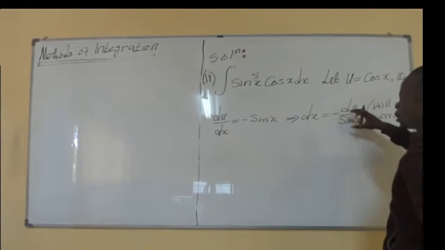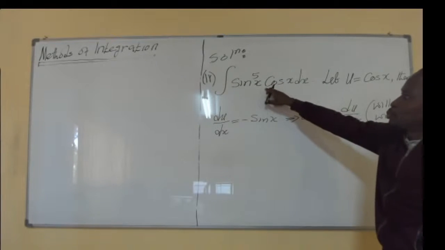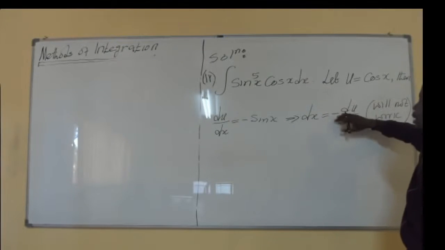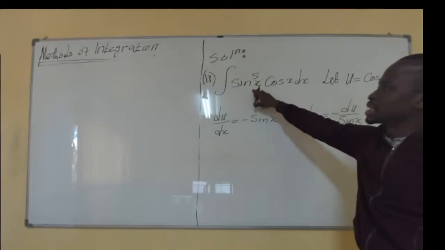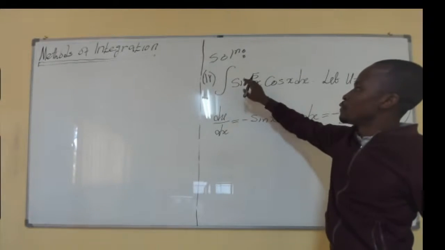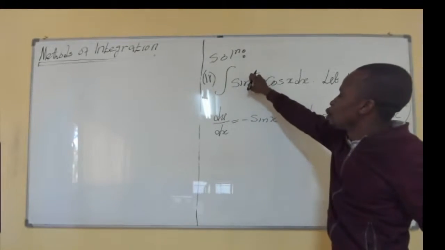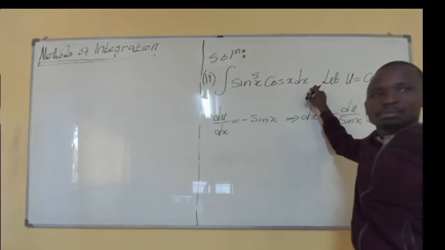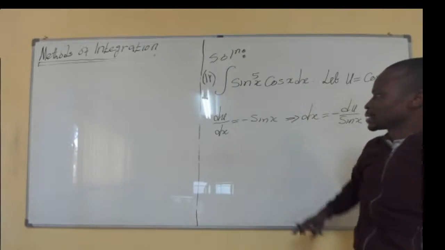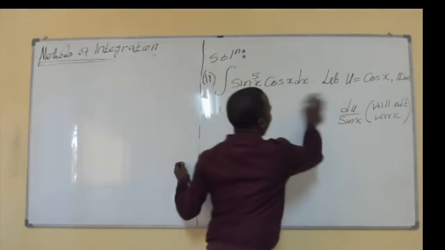Reason being, if we put u here and we substitute dx with negative du over sine x, it will cancel with one sine x. So what you're going to remain with is the negative sine x to the power 4 times u du. That means we have now two variables, which was not supposed to be the case. So this will not work. Next, we try the other way around.